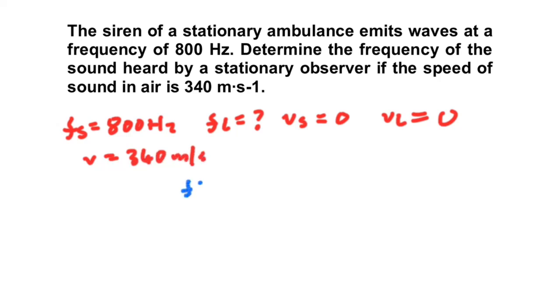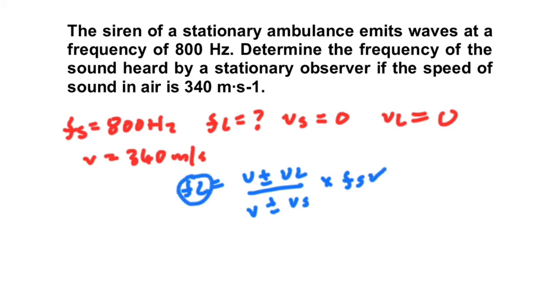We know that FL should be equal to (V plus or minus VL) divided by (V plus or minus VS), multiplied by FS. We want FL. This is what you're interested in. We are given FS, V, VL, VS, and now it's just a matter of substituting. So FL will be equal to, what is the speed of sound in air in our example, 340, plus or minus VL. Our listener is stationary, so plus or minus 0 is just 0. So we can forget about that.